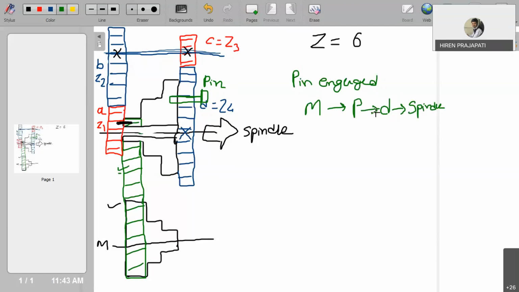So when the pin is engaged, we are getting Z1 equals 3 speeds, right? Now the role of the back gear. What we do is remove this pin. If we remove this pin and if the back gears are also disengaged, if both are disengaged, then motion from this pulley will not pass to the spindle because the pin is removed, right?